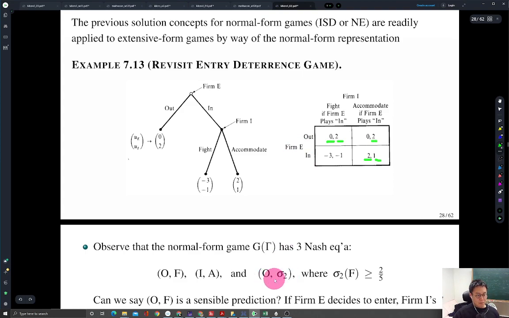Alright, so this is one way of making predictions in dynamic situations. Once again, we first convert the given dynamic situation into a normal form game after identifying each player's strategy. And by adopting Nash equilibrium or ISD, we can make a prediction about players' behavior, right?